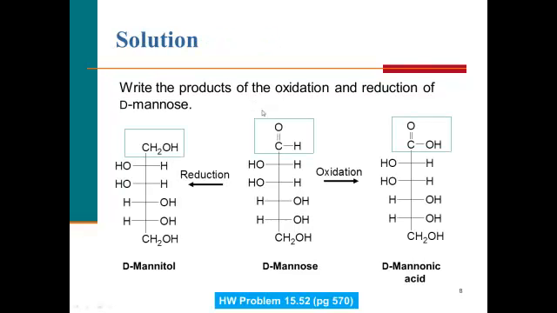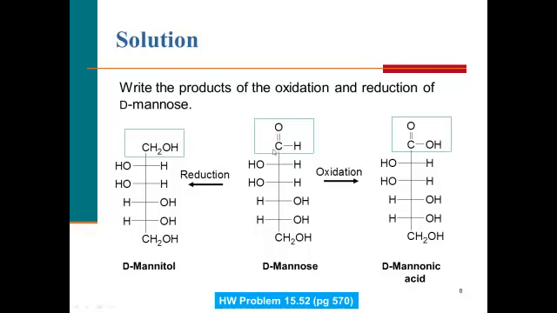So that's shown on this slide. So oxidation, again, converts carbon 1 from an aldose to a carboxylic acid group. And again, we're going to change the name by changing the ose to onic acid. So D-mannonic acid.